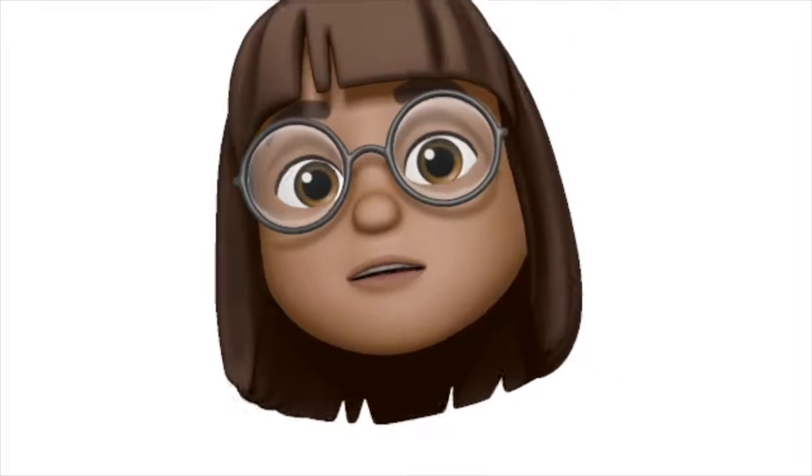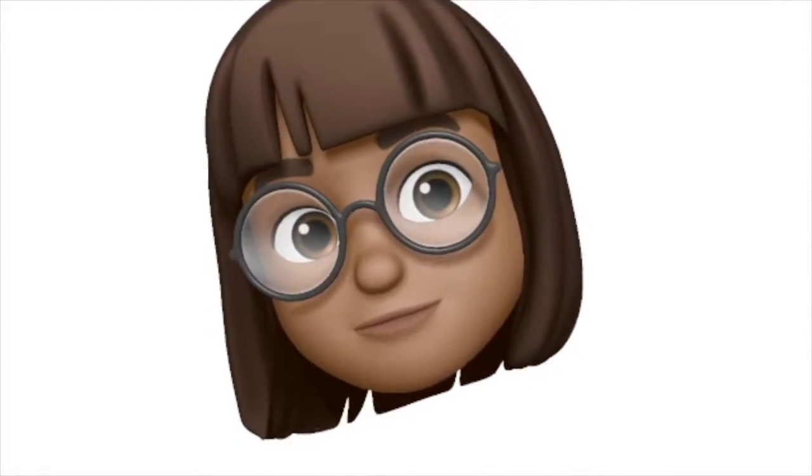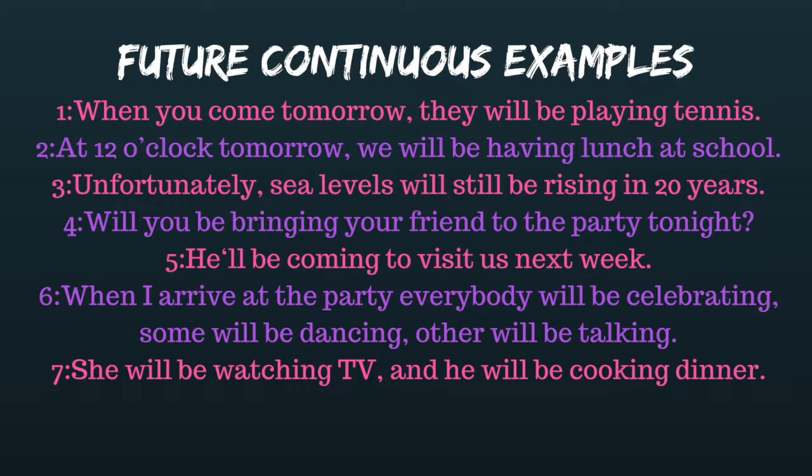So now we're going to see some examples. Alrighty, so for our first example, we said that the first use for future continuous is to describe interrupted actions in the future. So number 1 is an example of that. It says, when you come tomorrow, they will be playing tennis, right?